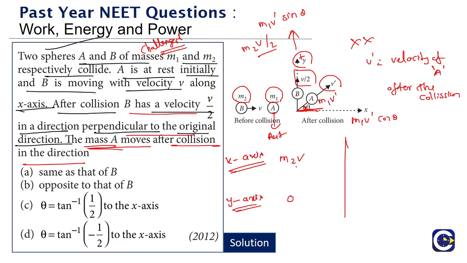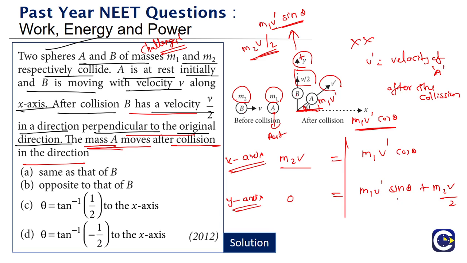Now, what is the momentum after the collision along the x-axis? B's momentum is fully along the y-axis, so the only component is the component of momentum for sphere A, which is m1 v dash cos theta. Now what is the y direction component? This is also y direction, this is also y direction, which means m1 v dash sin theta plus m2 into v by 2. Now, in a collision, total momentum must be conserved. These two should be equal. Initially, whatever the x component of the momentum is should be equal to the final x component of momentum.